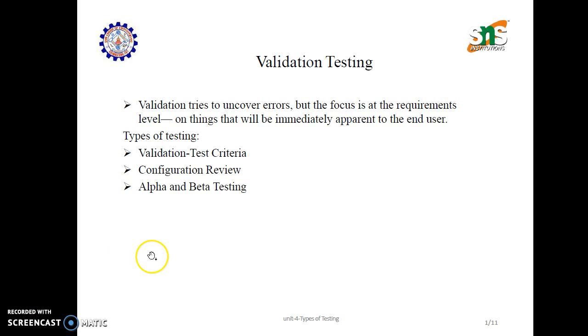The basic definition is that validation tries to uncover errors, but the focus is at the requirement level, on things that are immediately apparent to the end user. There are three types of testing available for validation. The first one is validation test criteria. The second is configuration review. The third is alpha and beta testing.